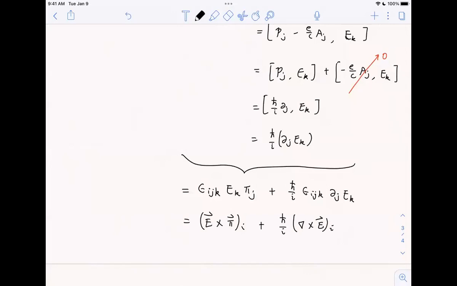And this one is curl over E, also the I component. Let me see. This is actually negative. There's a negative here, because this is K. Negative, because you need to reverse the K and J, because this is K, this is J. So here is a negative.